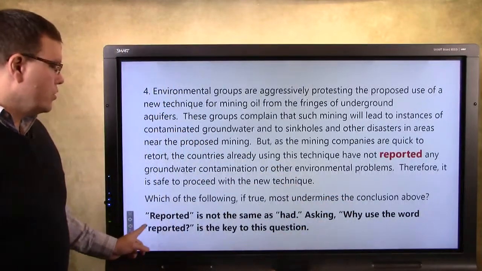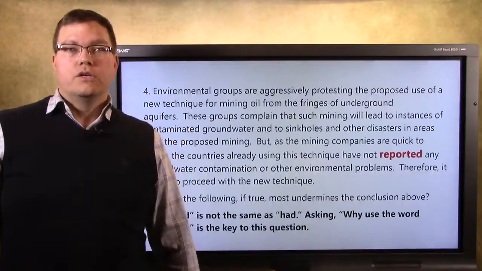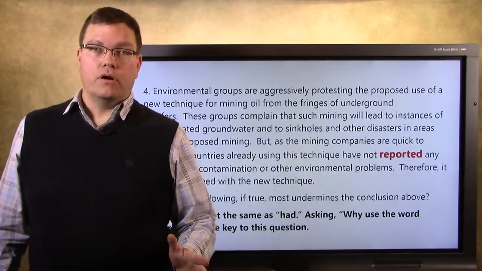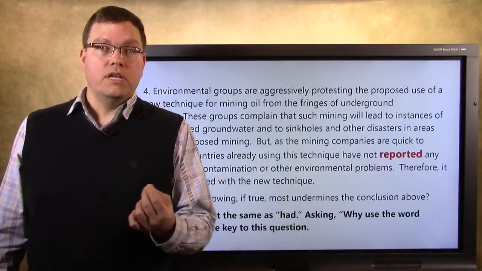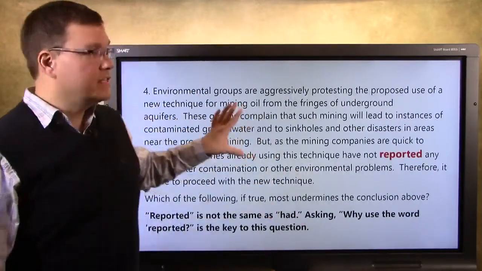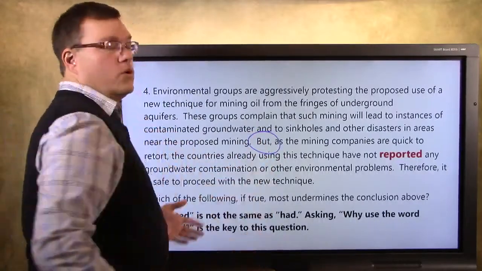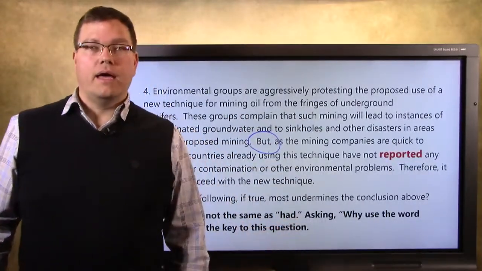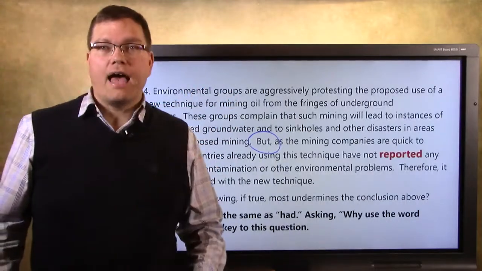Asking why the word reported is used is the key to this question. So it may take some practice on your part. What I recommend is sometimes reading a little more slowly, a little more carefully in terms of the stimulus. And if you remember things like this, which are things that I talk about in the Veritas critical reasoning lesson, you're not focused on the first half of this question.